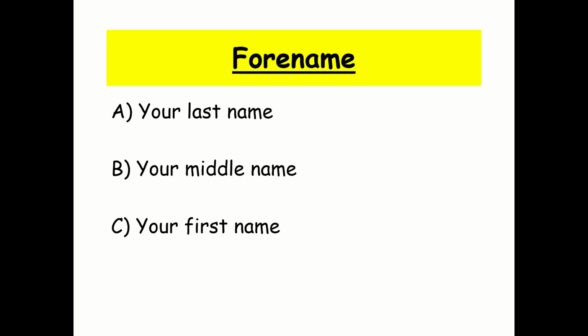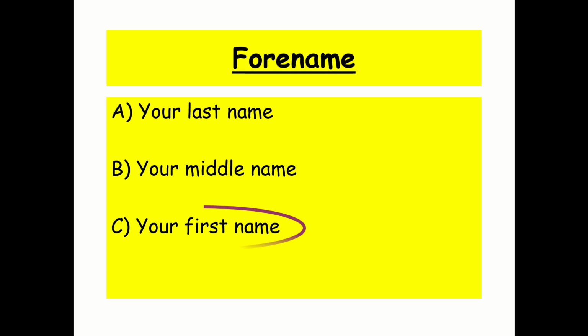Okay, so forename. Is it A, your last name, B, your middle name, or C, your first name? Let's check the answer. The answer is C, your first name. So forename means your first name.